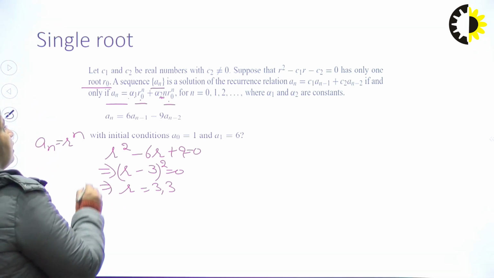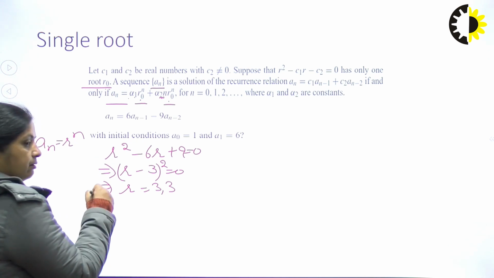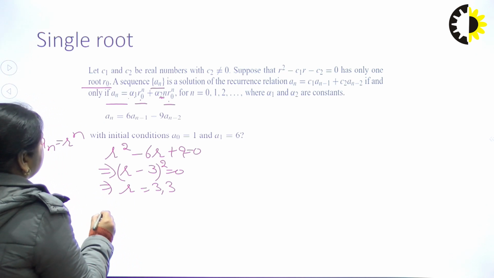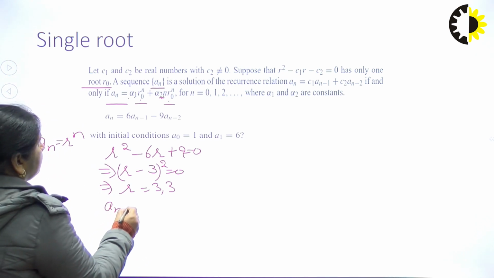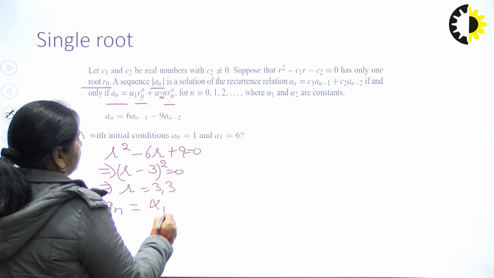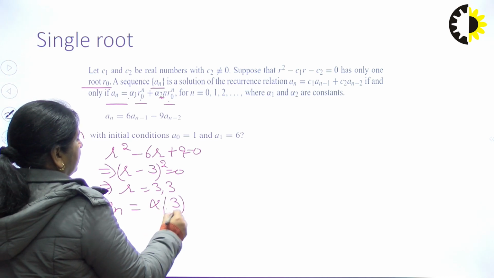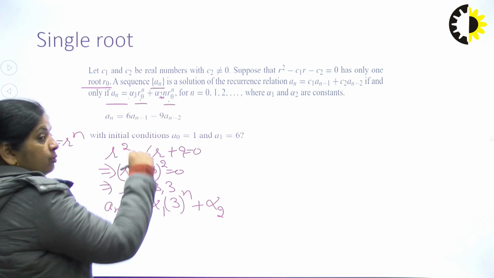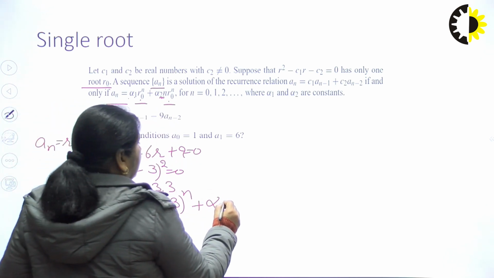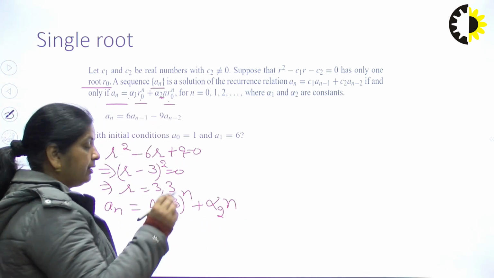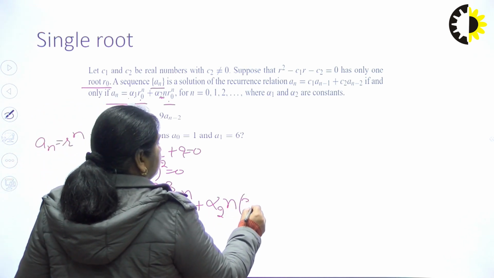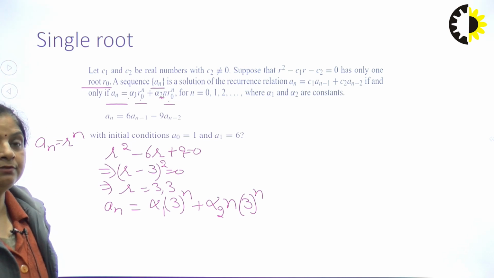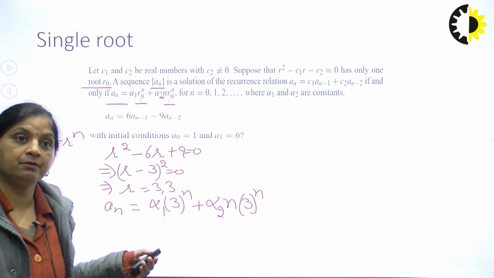So what we will have now, our solution will not be like the previous one. It will be a n is equal to alpha 1 into 3 to the power n plus alpha 2 into n, showing the multiplicity, alpha 2 n into 3 to the power n. So this we are having in case of a single root.